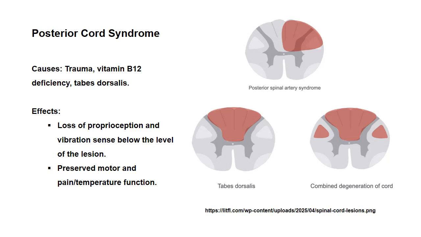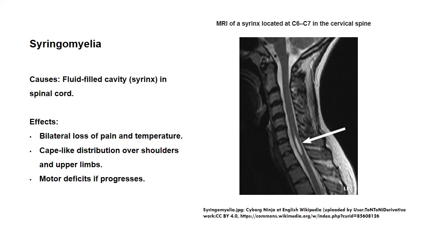Posterior cord syndrome. It is usually caused by trauma, vitamin B12 deficiency as in subacute combined degeneration, and tabes dorsalis occurring in neurosyphilis. Effects include loss of proprioception and vibration sense below the level of the lesion, preserved motor and pain and temperature functions. Syringomyelia.